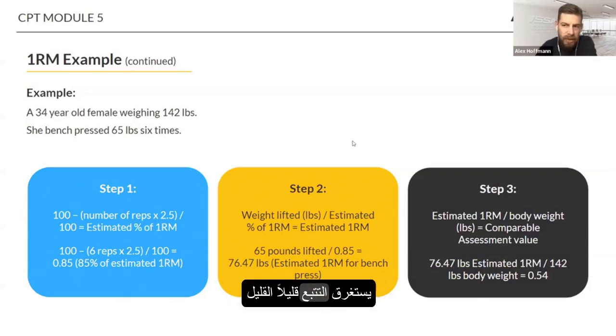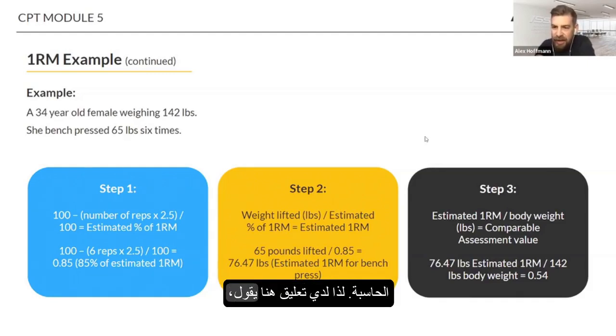Tracking along a little bit. It takes a little bit of practice there. And a little tip, if those calculations sound a little confusing, know that there are online calculators that you can use. I'm not a big math person, so I like to use online calculators.